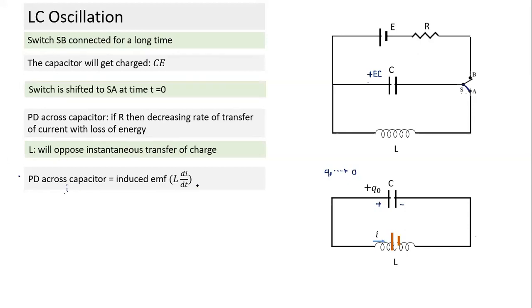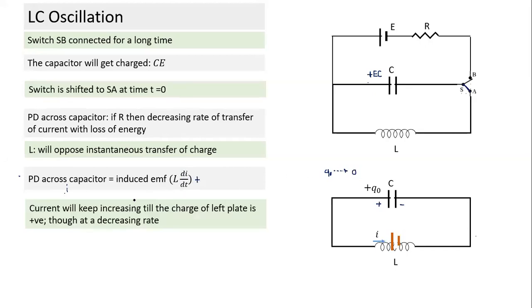If it remains positive, then di by dt also remains positive. So during the period the charge is reducing from Q0 to 0, di by dt, the rate at which the current grows, remains positive but keeps diminishing. In words: the current will keep increasing as long as the charge on the capacitor is positive, though at a decreasing rate. Di by dt decreases because the potential difference across the capacitor is decreasing as the charge decreases.